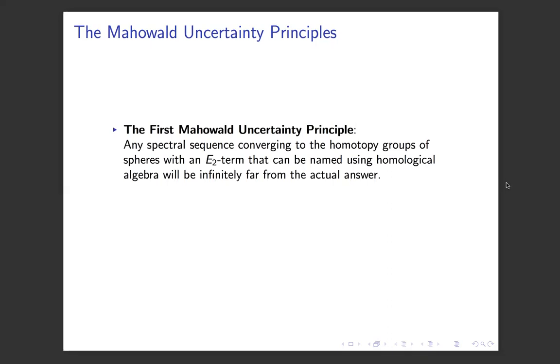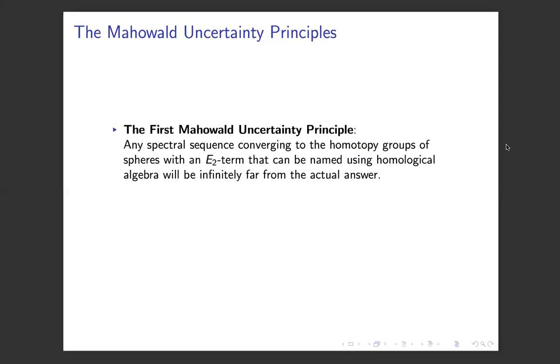So what this means is that this problem of computing stable stems is not an algebraic problem in nature. Whatever method gives us a spectral sequence whose E2 page can be computed by homological algebra is not going to be the actual answer. There will be infinitely many differentials in this spectral sequence. So we still have to deal with the differentials, but this problem itself is not an algebraic problem.